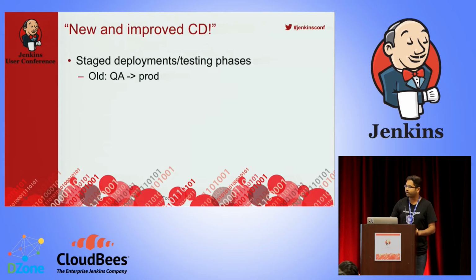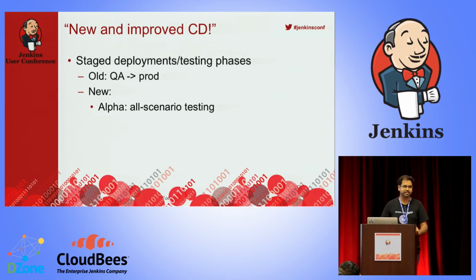So this was how our old pipeline looked. From QA, we were pretty much releasing it to our internal servers, with very few users, doing baking, then pushing forward. So we came up with this concept of staged deployments in multiple phases. What do I mean by that? In the new pipeline, we introduced 3. First one is alpha. Alpha is all scenario testing covering all environments.